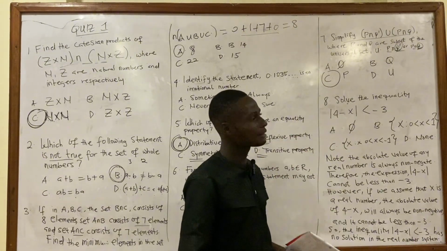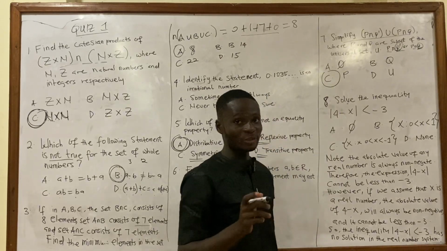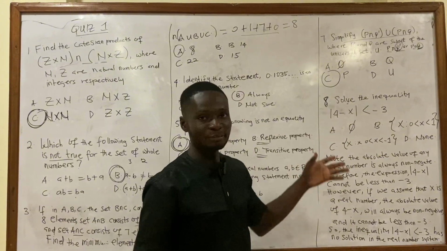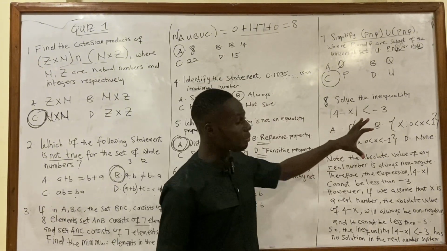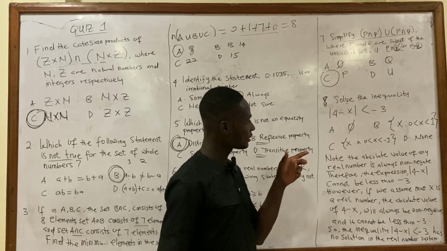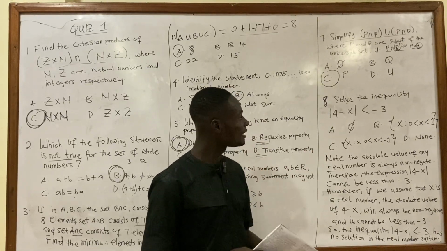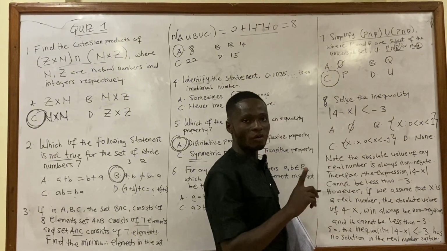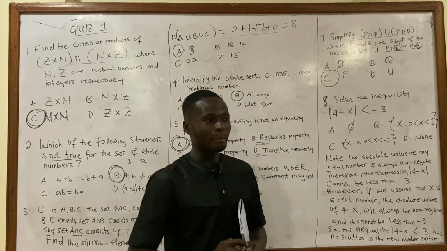All right, and then our 8th question is where I have to stress more. Maybe you may have a similar question in your exams. I don't want you to get it wrong, so please focus on this question. They said we should solve the inequality, and here lies the case. They gave the inequality absolute 4 minus x should be less than -3. But here lies the case.